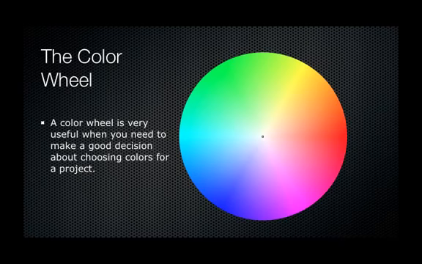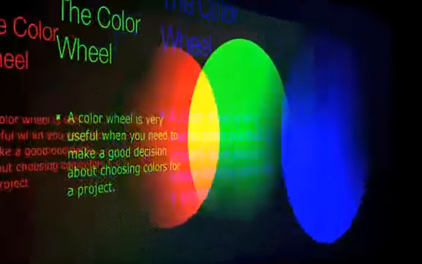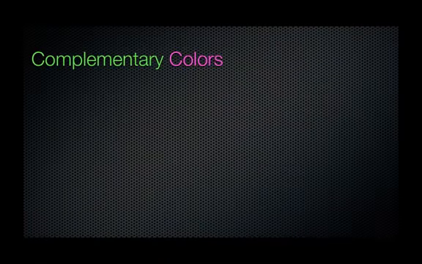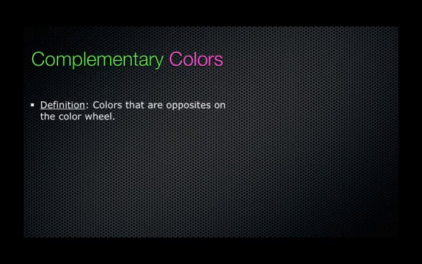How do we use the color wheel? Well, there's two basic elements of color theory. The first one is called complementary colors. Complementary colors are found on opposite ends of the color wheel. So let's take a look at some kind of popular complementary colors. Blue and orange found on the opposite ends of the color wheel.